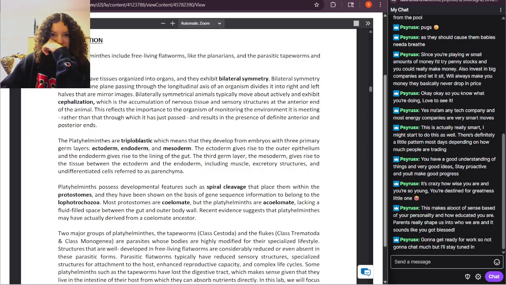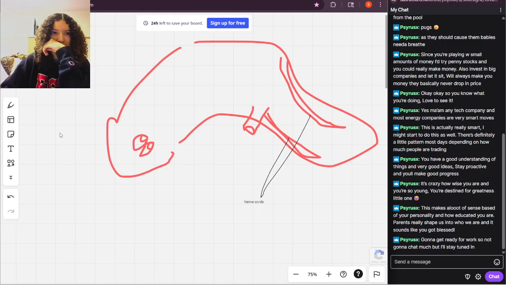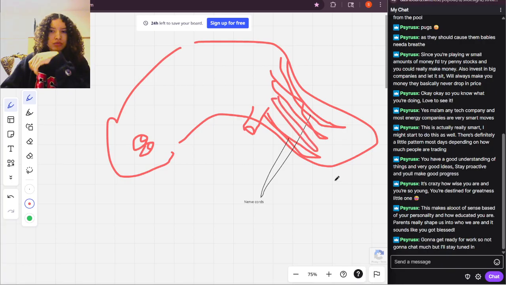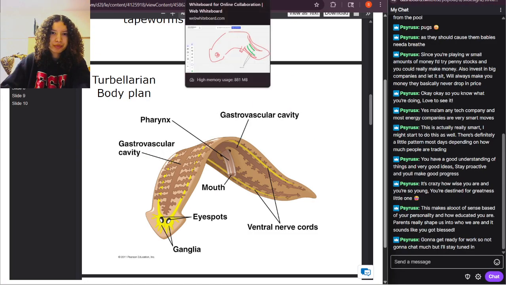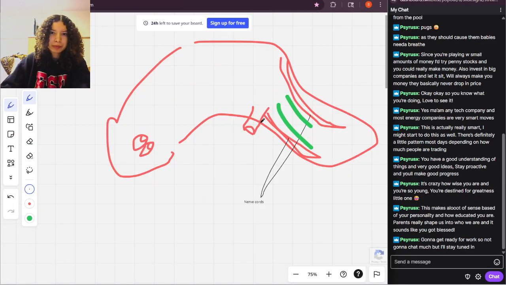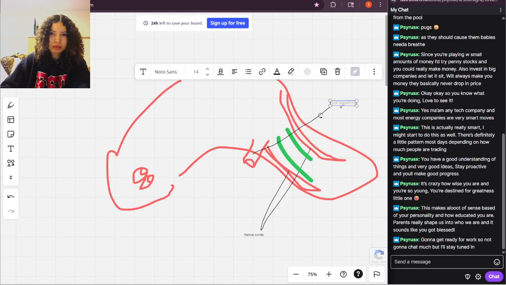Let me finish this drawing. Okay, this tube is the pharynx.